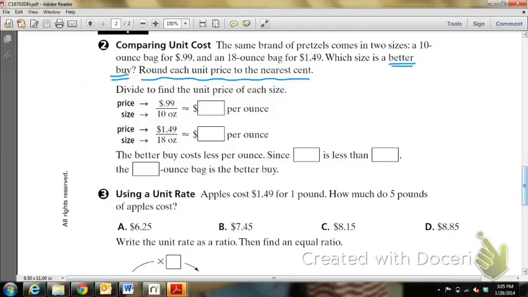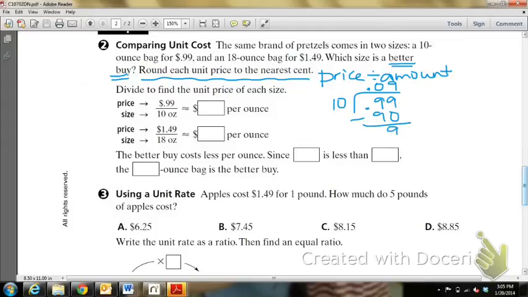So you want to take your price divided by your amount. So I'm doing 99 cents divided by 10. 10 does not go into 9, but it goes into 99 9 times, which makes 90. Add a 0. 10 goes into 90 9 times. Now, I don't give 3 decimal places for money, so I'll take this and I'll round that 9 up to a 10, which means this is about 10 cents per ounce.